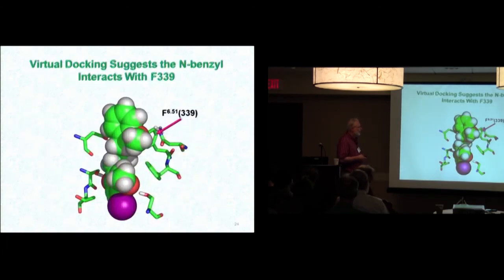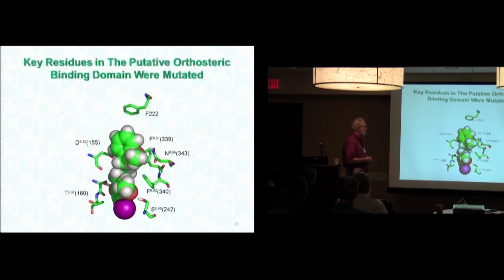So we thought, well, why is it so potent? In that first model we had, we docked it, and it looked to us like this phenylalanine 339 was doing an edge-to-face interaction with the aromatic ring that's attached to the nitrogen. So we have mutated, on a couple of occasions, all the polar residues, the phenylalanines, even some of the loop residues, to really get an idea, coupled with our libraries, of what's actually happening.